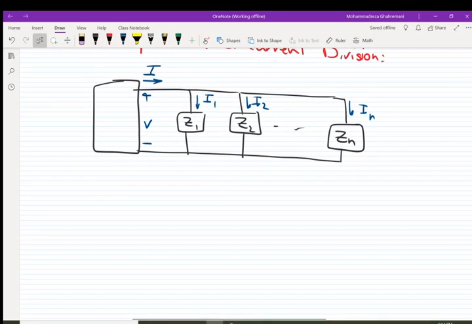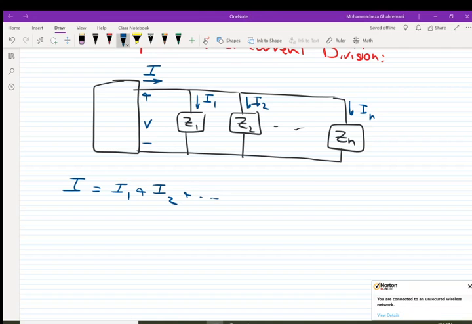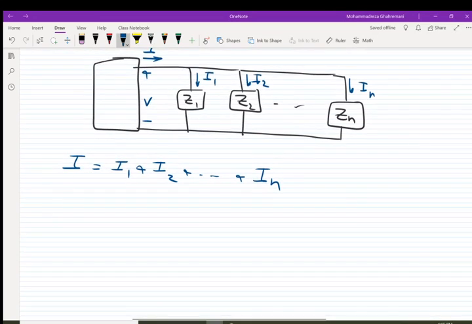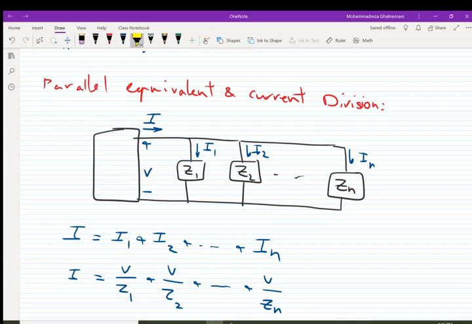Based on KCL, the total current I is the algebraic sum of the currents, I1 plus I2 plus up to In. And now we can say I is equal to V over Z1 plus V over Z2 plus V over Zn, because all these elements are in parallel, so there is the same voltage across all of them.